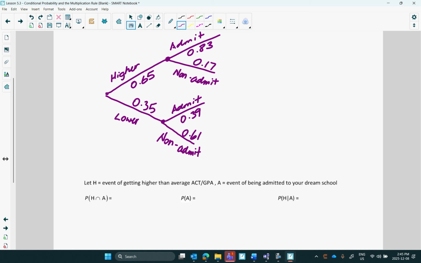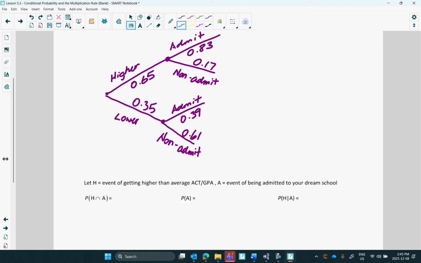What is the probability of getting a higher than average GPA and getting admitted? How would you find that? According to the tree diagram, what would I do? Multiply these two.